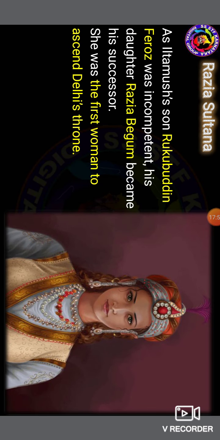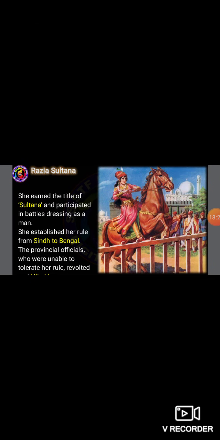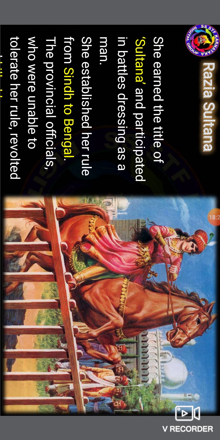And the next one, the queen of the Ghulam dynasty, Razia Sultan. As Iltutmish's son Ruknuddin Firoz was incompetent, his daughter Razia Begum became his successor. She was the first woman to ascend the throne of the Delhi Sultanate. She earned the title of Sultan and participated in battle dressed as a man. She established her rule from Sindh to Bengal. The provincial officials who were unable to tolerate her rule revolted and killed her.